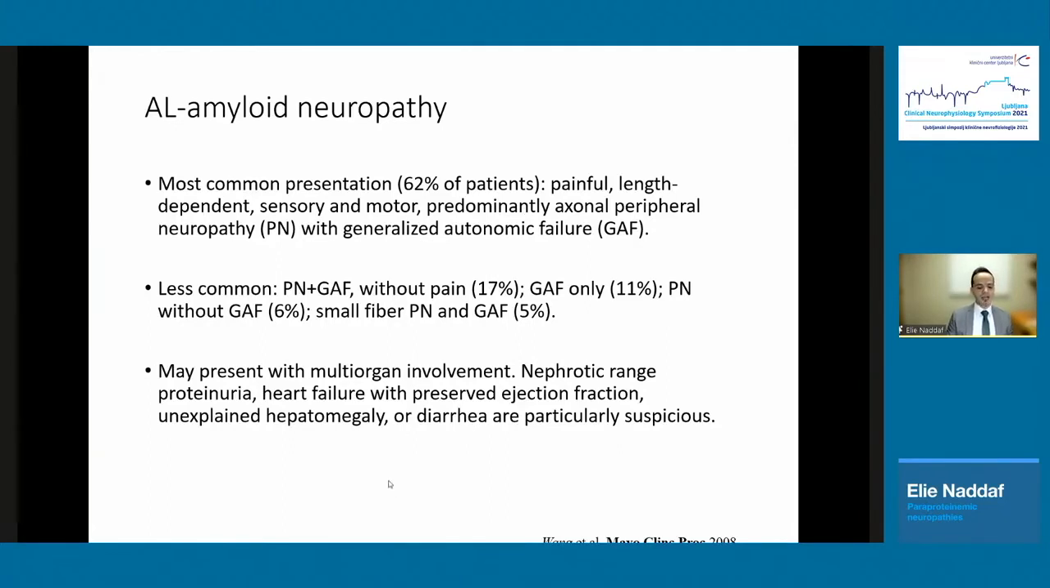As we are out of time, I want to say that monoclonal proteins are common in the general population. So if someone has amyloid and a monoclonal protein, it does not have to be AL amyloid.